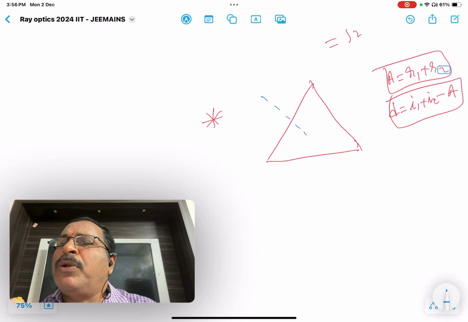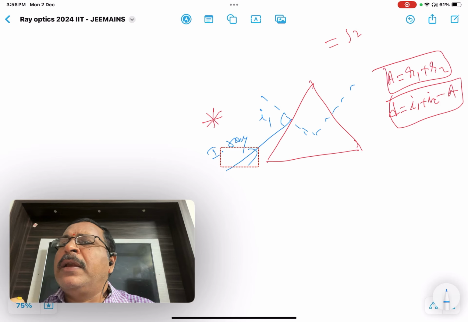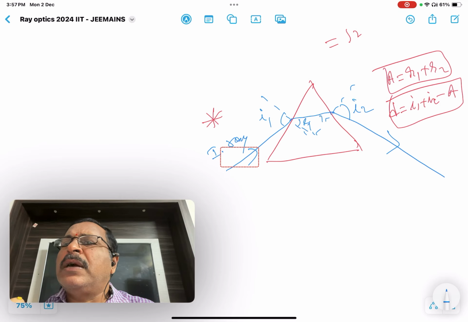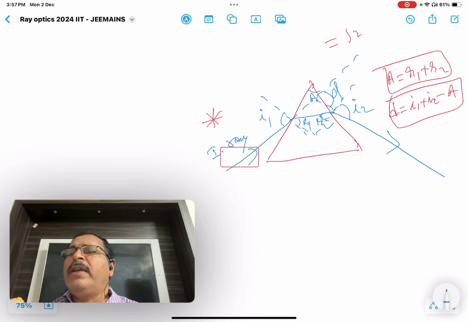Two normals I am drawing here. A light ray is falling here. This is the incident ray, and it is falling at an angle I1. It refracts like this and comes out. So this is the angle of emergence. So R1 here, R2 here. So this is the angle of the prism. Okay, and this is the angle of deviation, right? All these points you know very well.